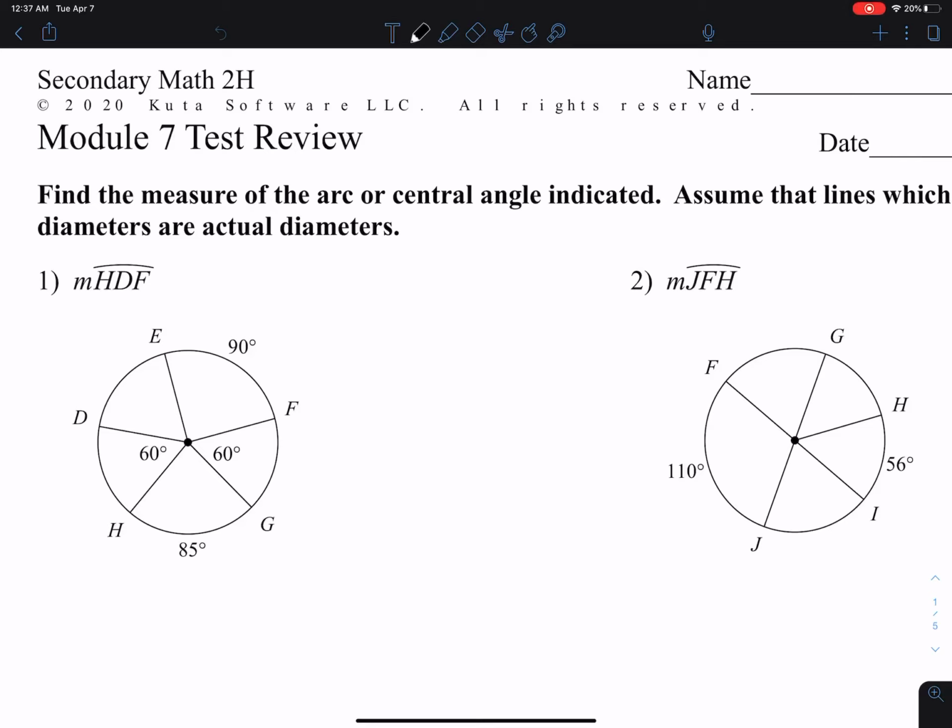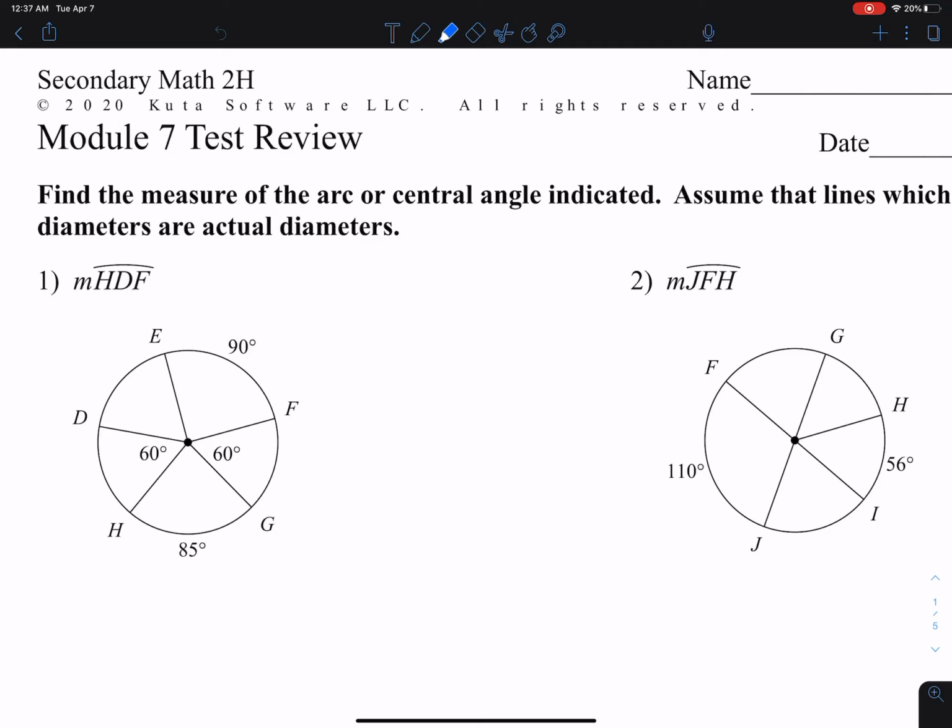Okay, hey guys, this is the Module 7 test review. I'm going to go through all of the problems to make sure that you know what you're doing on the test. I would recommend going through this test review on your own and then coming back and seeing if you understand the problems and if you got the answers right. The key is also on the website if you want to check it. I also linked it to the assignment page in Canvas.